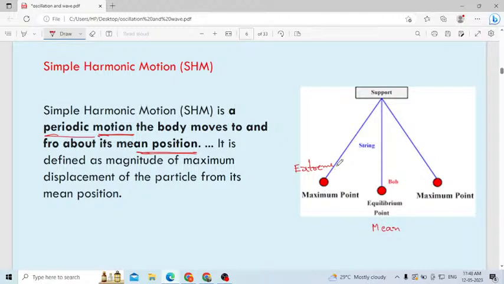Simple harmonic motion is also one of the types of periodic motion. Simple harmonic motion is a periodic motion. The body moves to and fro about its mean position. Here the body moves to and fro from its mean position.